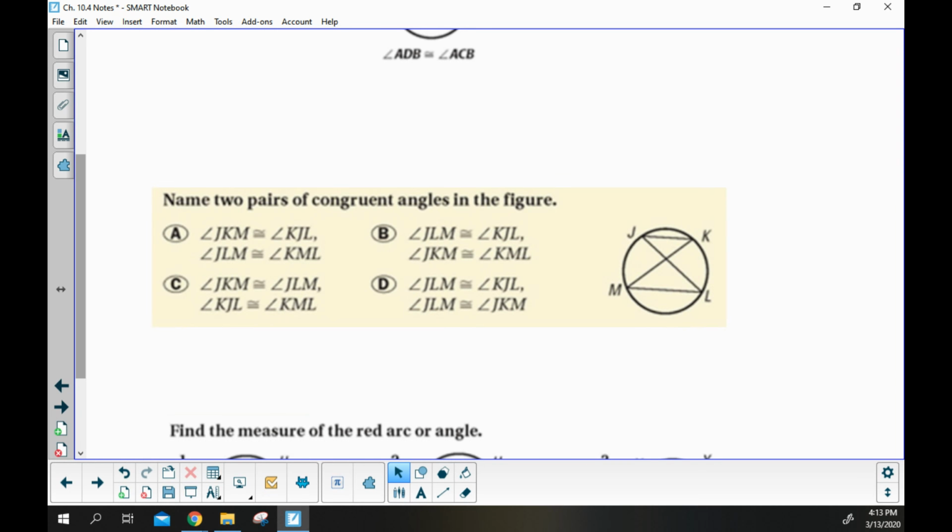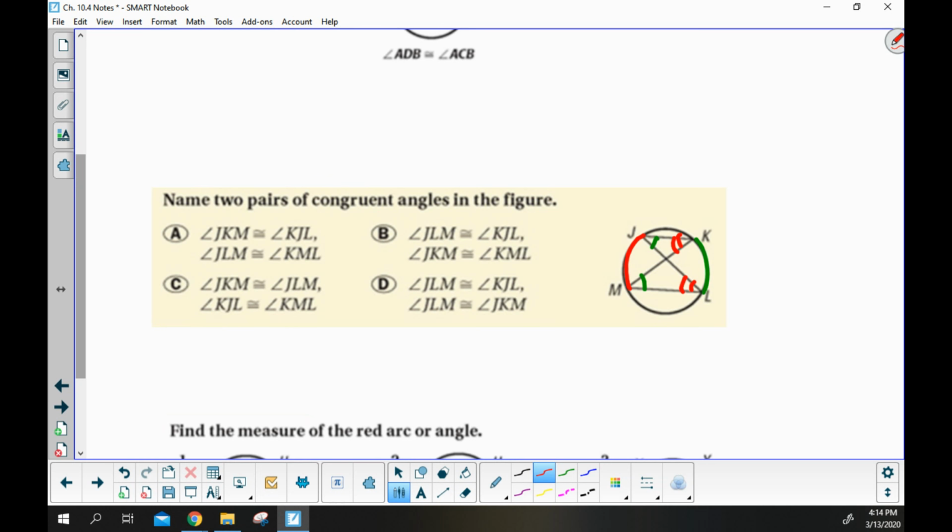All right, so here's an example. Name two pairs of congruent angles in the figure. Now, they give you A, B, C, D. That's a lot of angles in there. So I suggest look at your diagram first and figure out what angles are marked. So we see that I have an angle that opens, let's say, KJL, right? That angle opens up to KL, the same as KML opens up to that. So I know KJL, KML. So I'm looking for J and M in the middle. They're congruent. And then I also know, going the other way, that JKM and JLM are congruent because they both open up to JM.